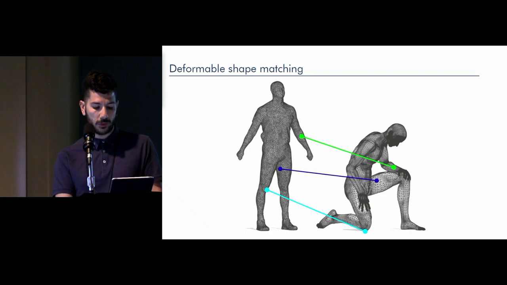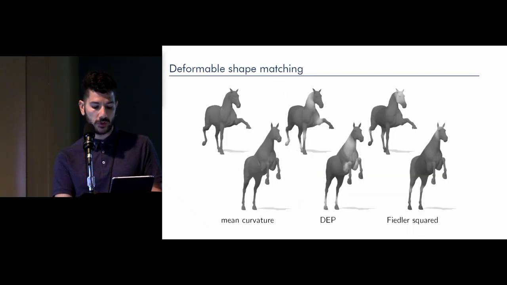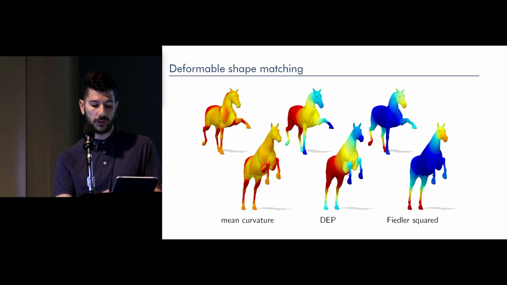As for deformable shape matching, we use the mean and Gaussian curvature like in the previous rigid setting, alongside two additional functions designed for this specific task, the discrete time evolution process and the feedback vector.